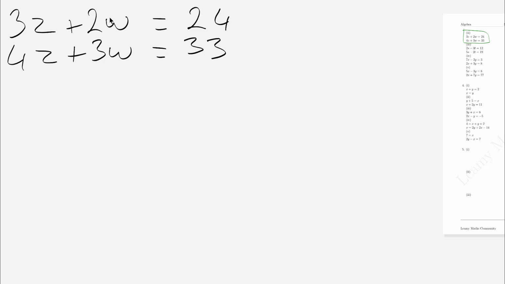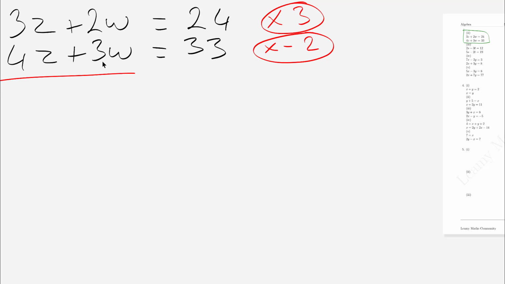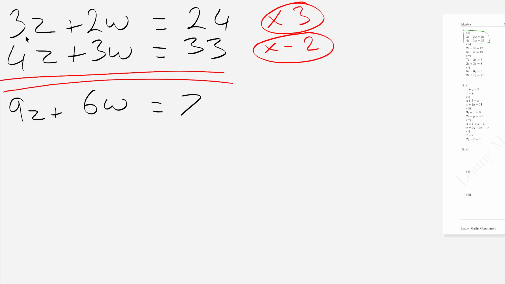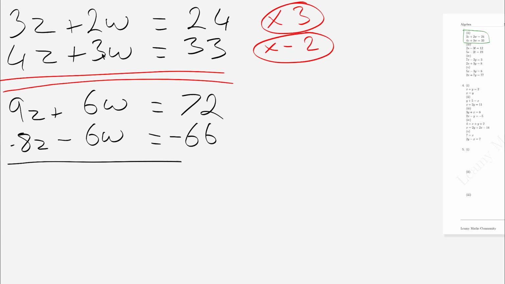So I'm going to multiply this line by 3, and that will give me a plus 6w. And if I multiply the second line by minus 2, that will give me a minus 6w. So let's have a look then. Multiplying the first line by 3, I will get 9z plus 6w equals 72. And then multiplying the second line by minus 2, I will get minus 8z minus 6w equals minus 66. And you can see why I did that. Now when I add the lines, a plus 6w and a minus 6w will cancel, therefore eliminating the w's.